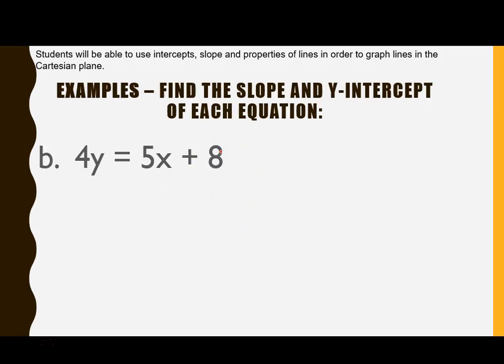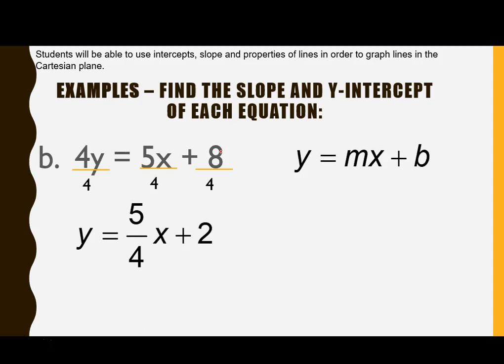Now, is this equation in slope-intercept form? No, because it doesn't say y equals. So in order to get it in slope-intercept form, we have to divide everything by 4. 5 divided by 4, 5/4. Now, some of you might want to change that to a decimal, which is fine, but I caution you to remember that slope is rise over run. So what's our slope? Well, it's 5/4.